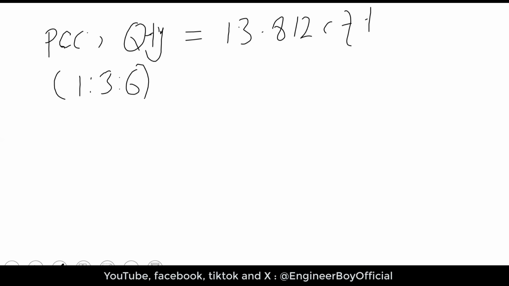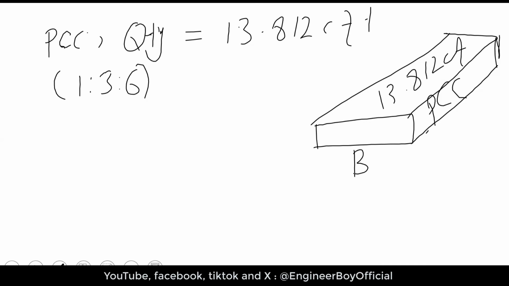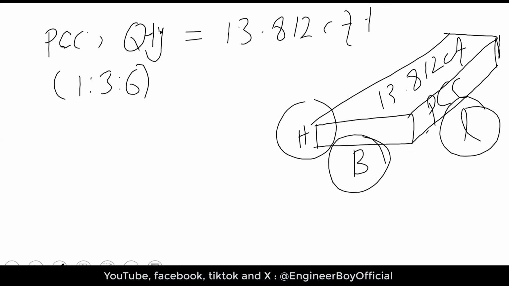So now, if you calculate, if it was in the foundation, it's like a slab. We have 13.812 CFT, and this is PCC, plain cement concrete. So when we calculate all these things, we multiply the breadth with the height or thickness and then with the length. It becomes the wet volume.